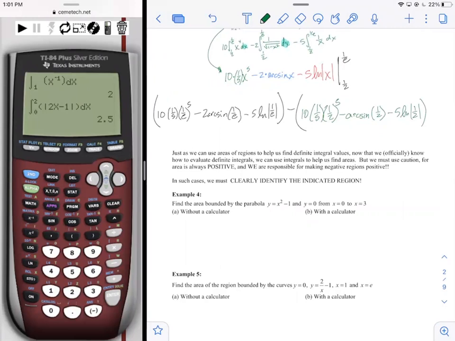Now, can some of those terms be simplified? Yeah, certainly. Did your class do this though?